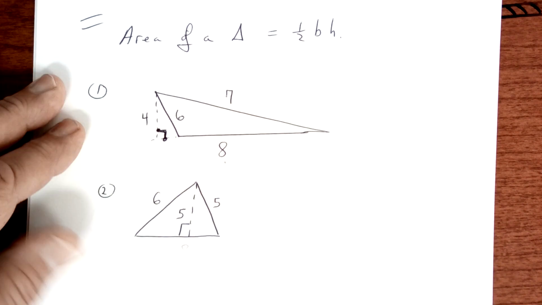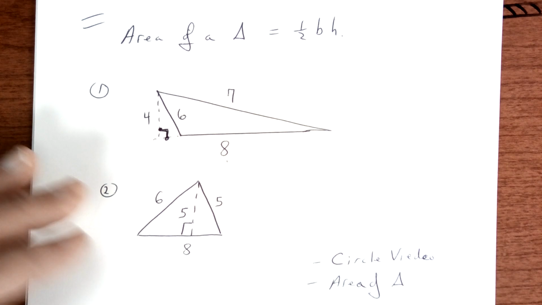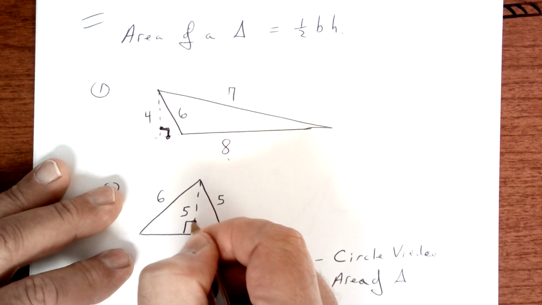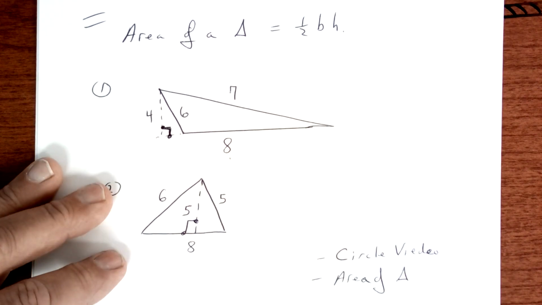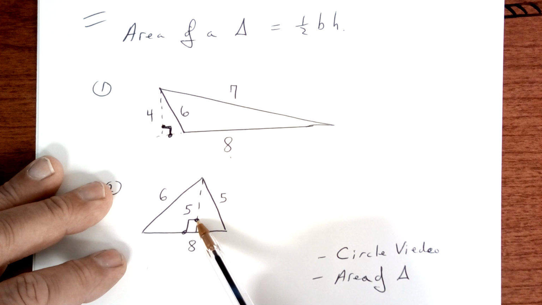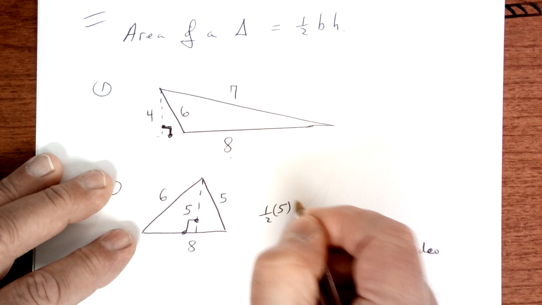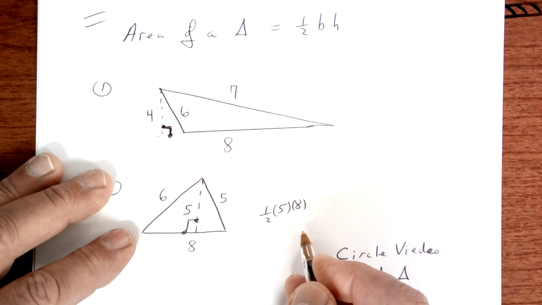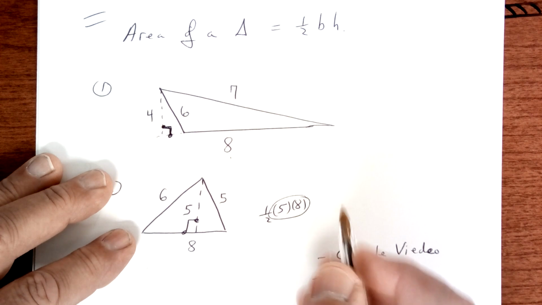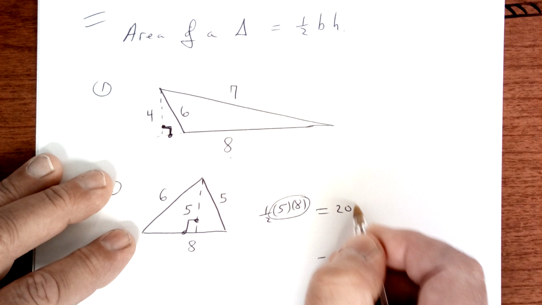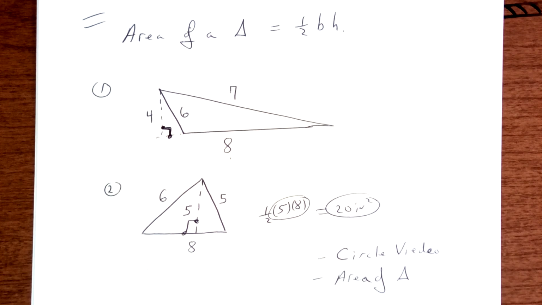All right, so on this one again, I want to see some dots. So put some dots on here. So the only ones we're using are 5 and 8. So that's going to be 1/2 times 5 times 8. And it doesn't matter which one goes first. So that's 40, and half of 40 is 20. Real simple. Any questions on how to do area of a triangle?